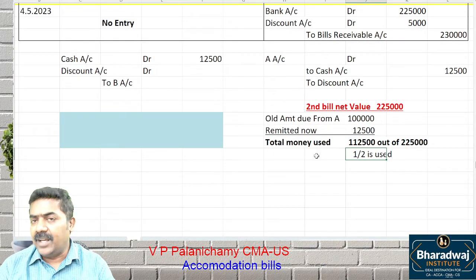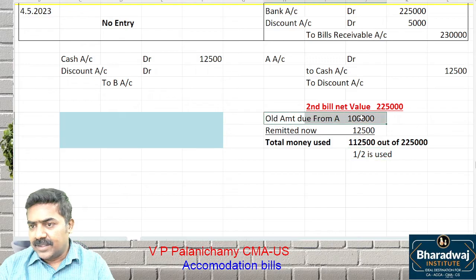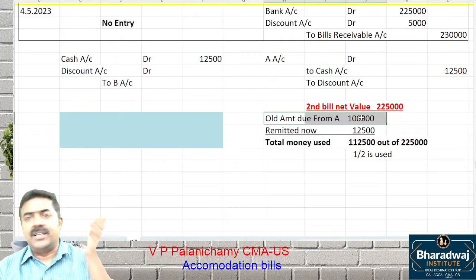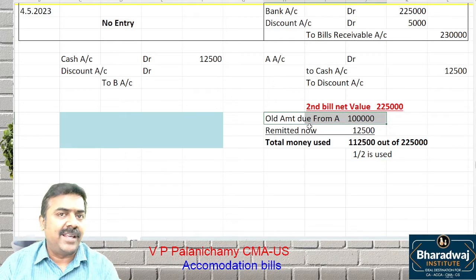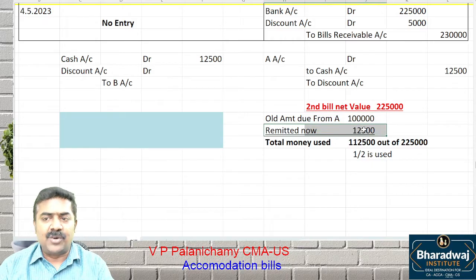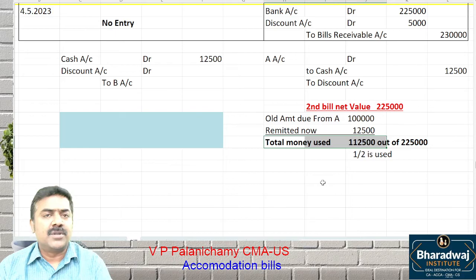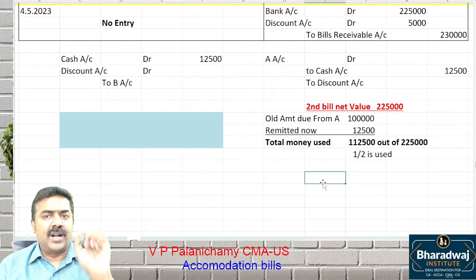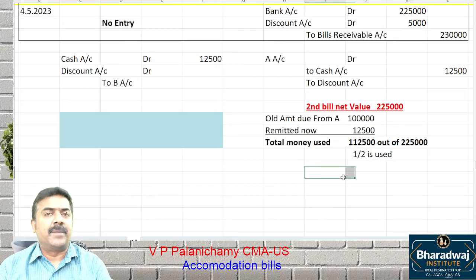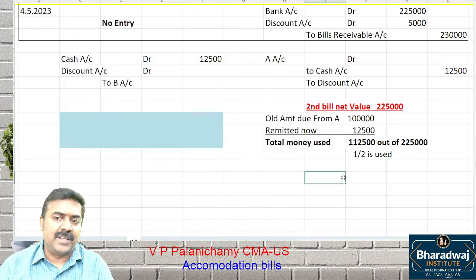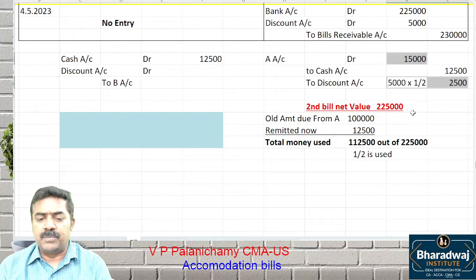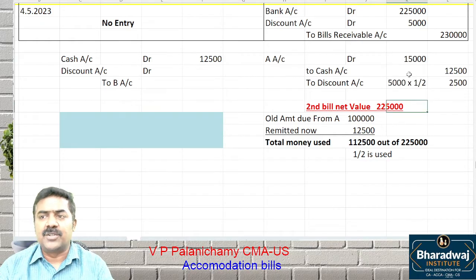Any doubt in it? Sir, already for the first bill, one third he should have sent. That is not sent by A. So 1 lakh is due. Now how much is remitted? 12,500. What is the total money used? 1 lakh 12,500 out of 2 lakh 25,000 means half of the money is used. So you should bear half of the discount also.